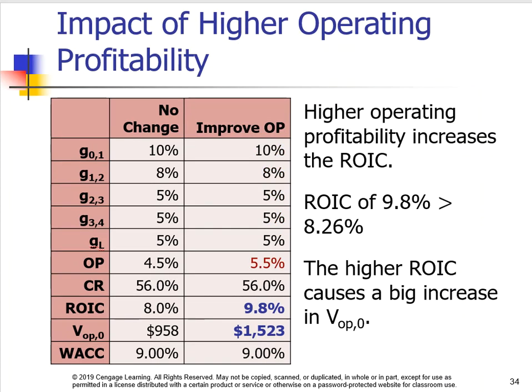So here we're going to hold the growth rates constant, but we're going to improve the operating margin to 5.5% from 4.5%. So how do you do that? By cutting expenses. So is there some way that you can improve your operating profitability by cutting expenses? If we do that, look what happens to the value of the company. It goes from 958 to 1523. Okay, obviously a good thing. And our ROIC went from 8 to 9.8. So now we're earning more than the weighted average cost of capital, and that's why our value goes up.